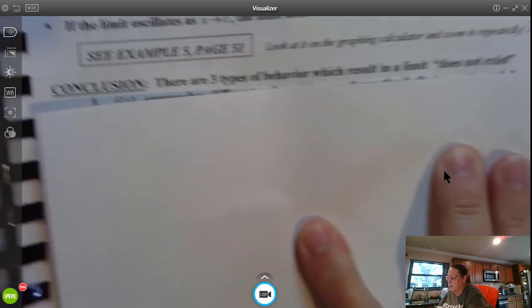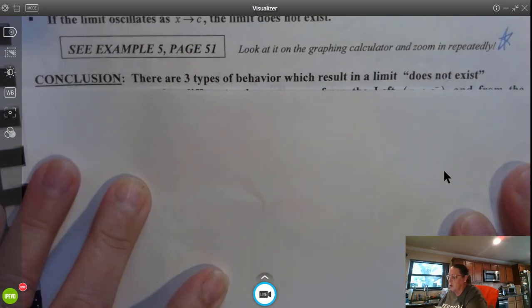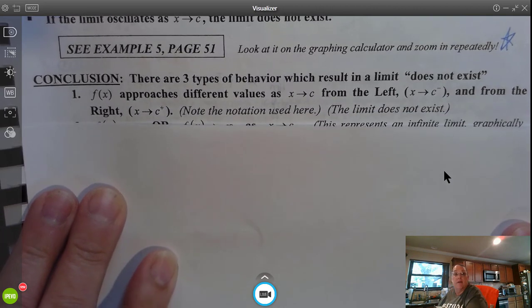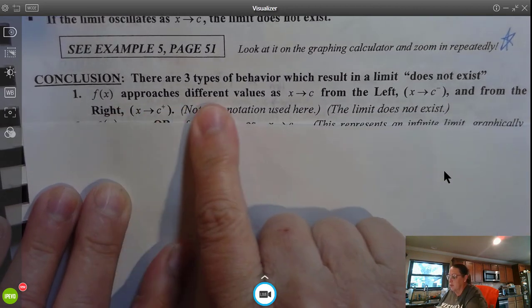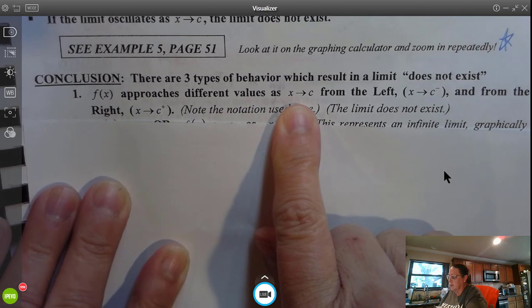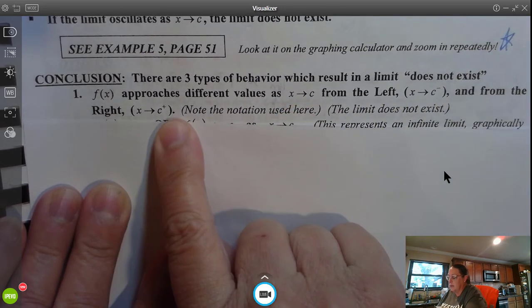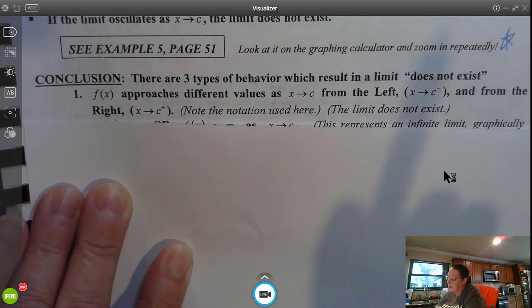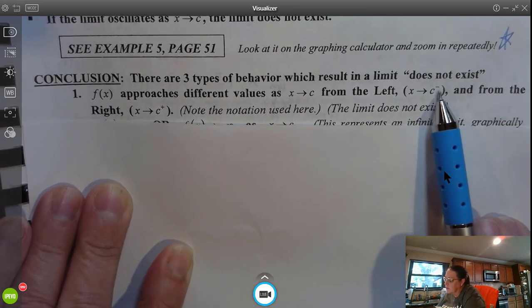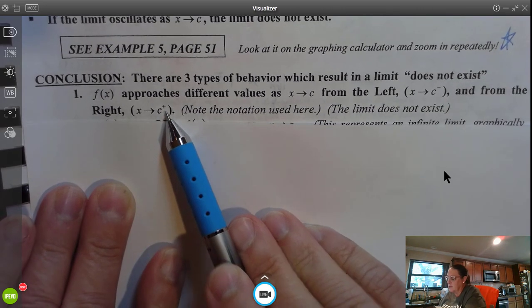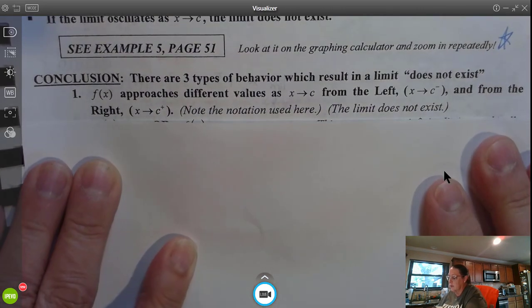Conclusion. There are 3 types of behavior which result in a limit does not exist. One is when the function approaches different values as x goes to c from the left, see that notation, and from the right. Notice as x goes to c from the left, that looks like a little negative sign. As x goes to c from the right, that's a little positive sign. Okay, so we would say the limit does not exist.